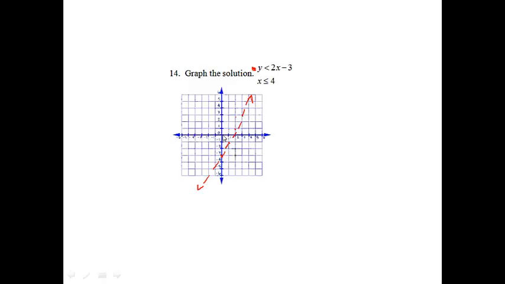And then I'm going to test 0, 0. So if I put 0 in, I'm going to get 0 is less than negative 3. That is definitely a false statement, so I'm not going to shade the side that has 0, 0. I'm going to shade the other side. Okay, now I'm ready for my next one, so I need to switch my color.